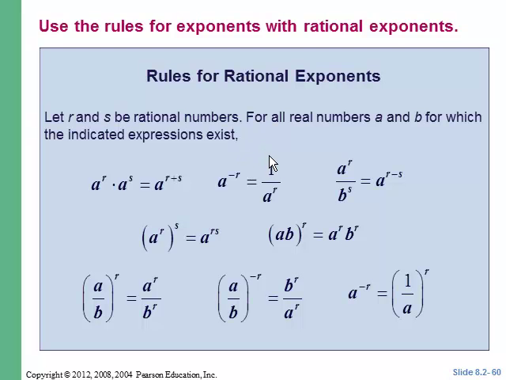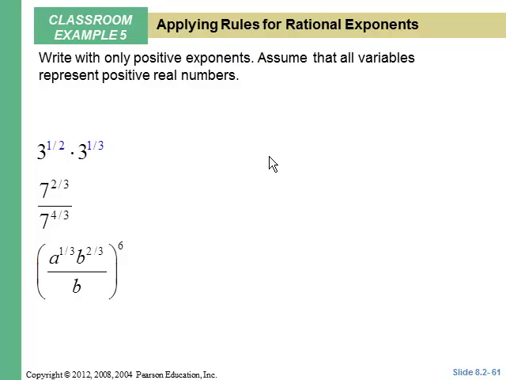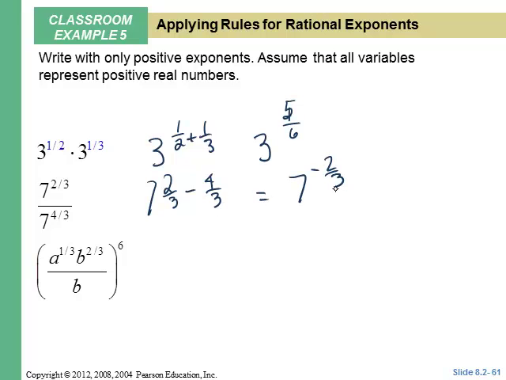How do you use these rules with rational exponents? Well, we know you can multiply them, add them, subtract them, switch them around, and those kinds of things. So let's see how you would simplify these. This is the same as adding them, so it's 1/2 plus 1/3, which is 3 to the 3/6 plus 2/6, which is 3 to the 5/6. This is 7 to the 2/3 minus 4/3, which is 7 to the negative 2/3.